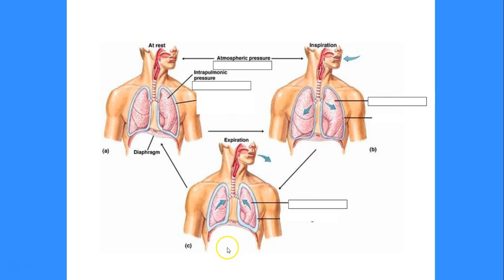To force the air out again, you'll see that the diaphragm has come back up, impeding on the lungs. The ribs have come back in. It's forced the lungs smaller, raised the pressure inside, and the air now flows out to the outside atmosphere.